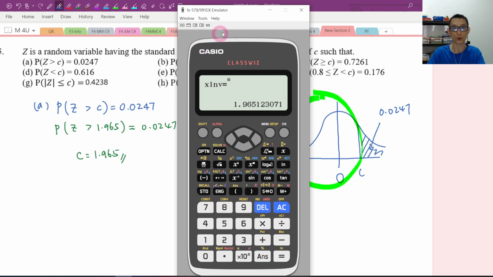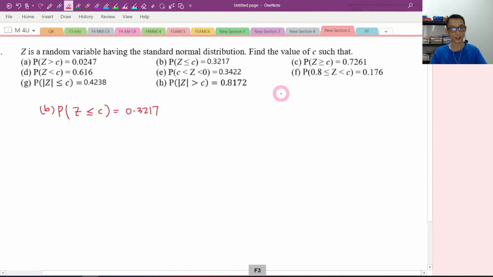Now let's go to part B. Okay, this time it's less than or equal to. So as I told before, this is the normal distribution. This one is actually the same as this one. You get the same answer. This one is the same as this one. Okay, so let's say I have another question. I ask you to find the value for this. The answer will be the same as this one. Okay, now let's go back to this.